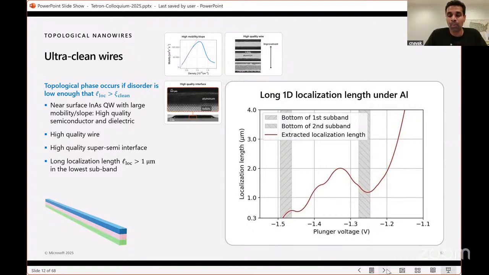So these are very clean wires, and that's really like the first thing. In order to hit go, you have to have extremely clean, high quality wires. And this shows that we've accomplished that.